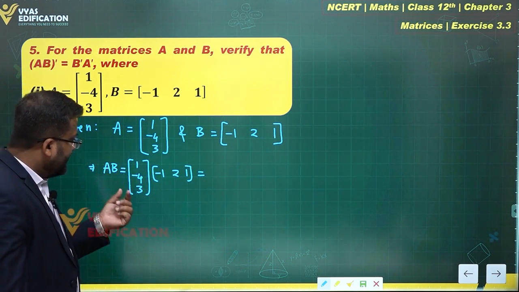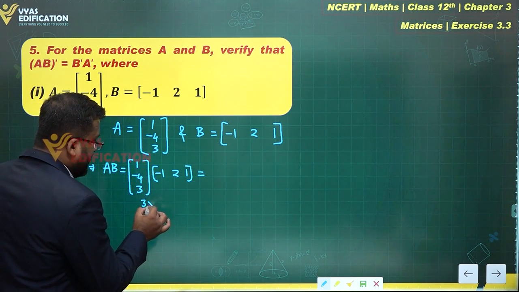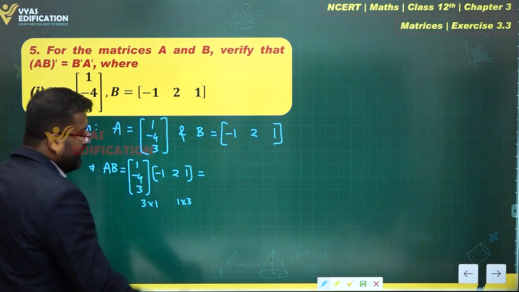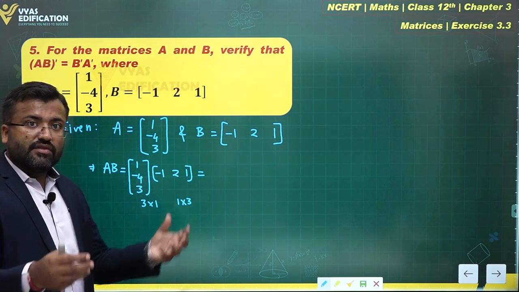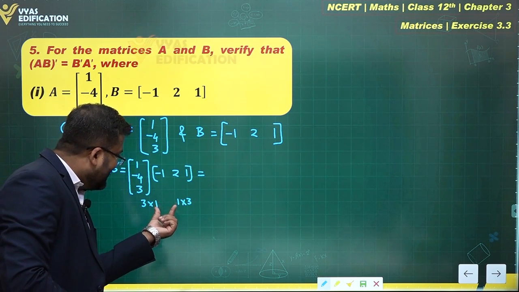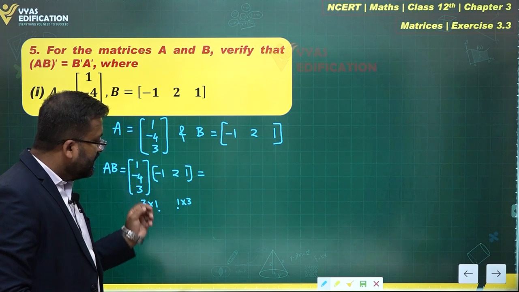Okay. For multiplying, this is a 3 by 1 matrix, this is a 1 by 3 matrix. Does this matrix product exist? Yes. Can the product be found for these? Yes. These two numbers are same, that is the number of columns in this will be equal to the number of rows in this.